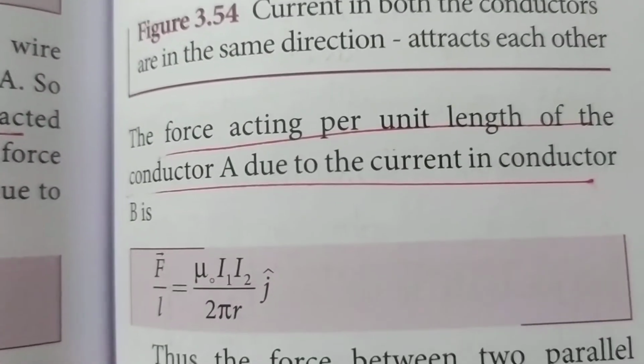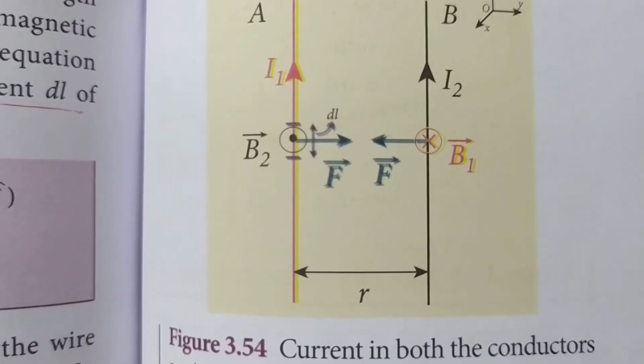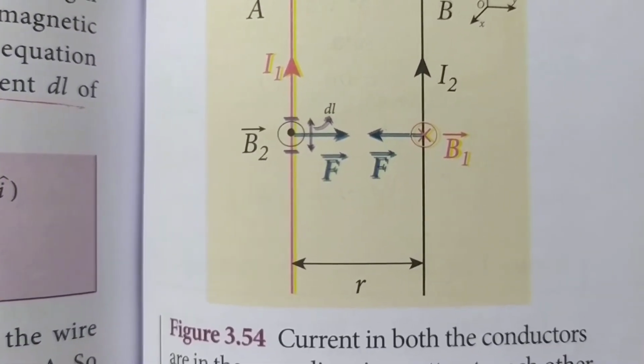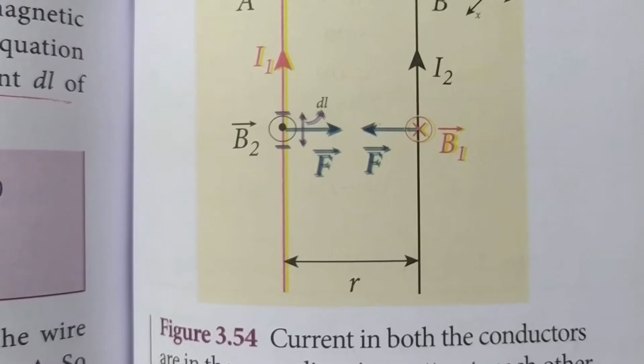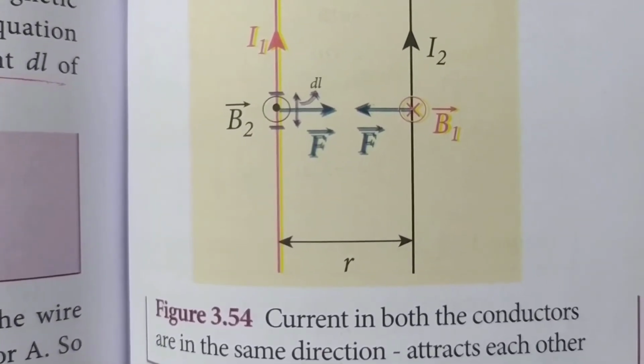And so, when you see this diagram, you can understand I1 is the current flowing through conductor A and I2 is the current flowing through the conductor B, and you have B1 and B2.